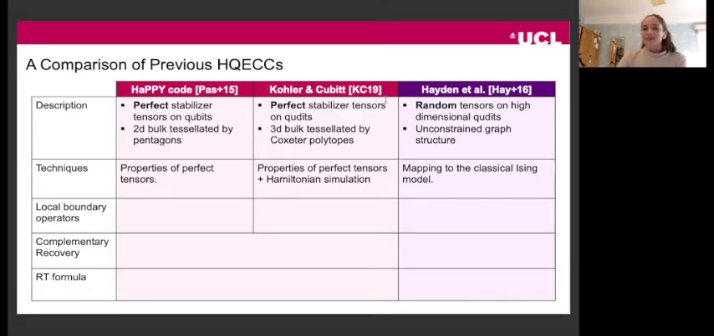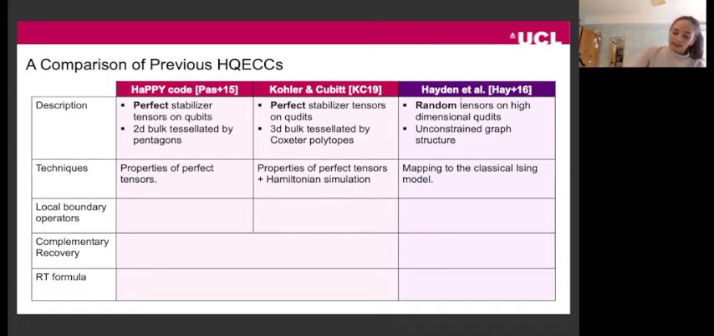And then Tamara's just been through an extension of the happy code where they use perfect stabilizer tensors, this time on qudits, and increasing the bulk geometry to 3D, taking care to tessellate it in a way that they can learn things from and understand properly, able to add Hamiltonian simulation on top of these properties of perfect tensors.